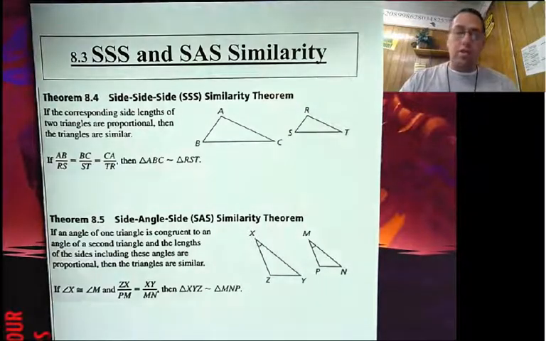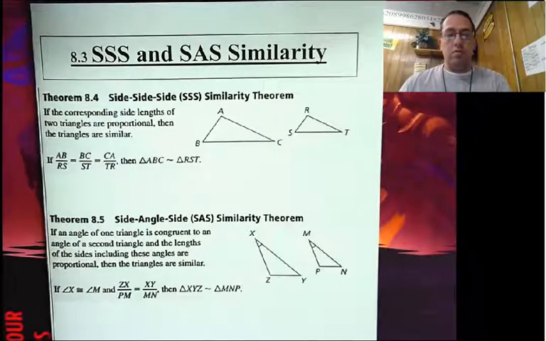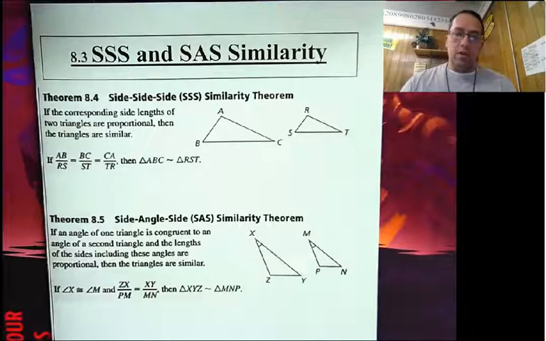Side-side-side similarity says that if the corresponding side lengths of two triangles are proportional, then the triangles are similar. It's kind of like what we saw in the last video. We were saying that if the angles of a triangle are congruent to the angles of another triangle, then we have similar triangles. Here we're saying if the sides are proportional, then the triangles are similar. And this works for triangles. It does not work for quadrilaterals or pentagons or anything else. It only works for triangles.